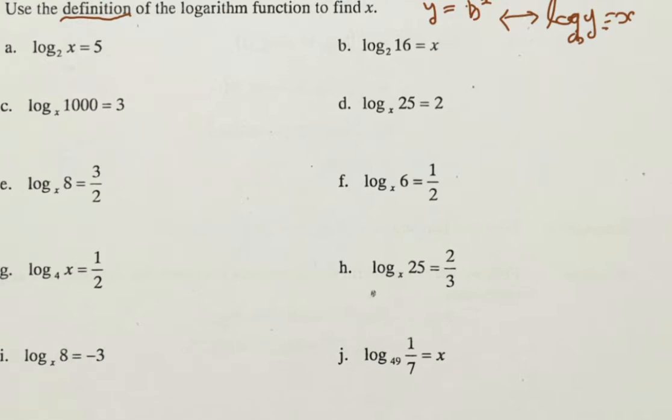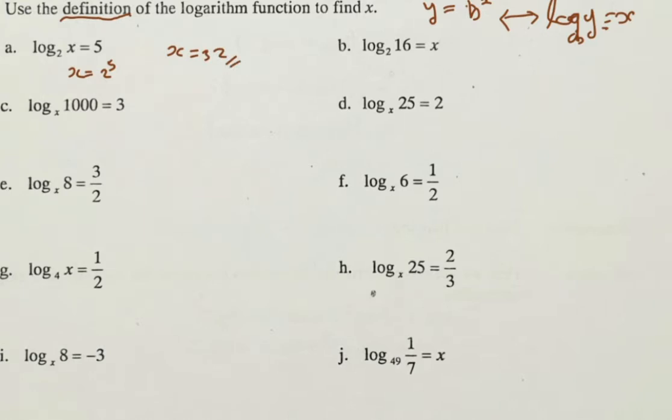So A, log x base 2 is 5. Therefore, x is 2 to the power 5. So you can use a calculator. 2 to the power 5 is equal to 32. x is 32.